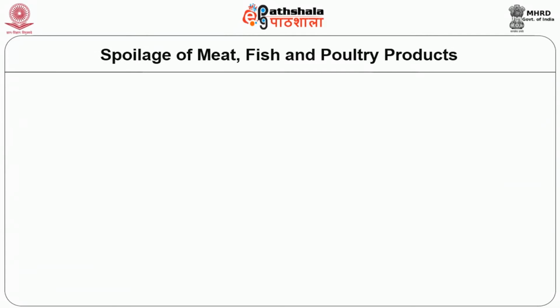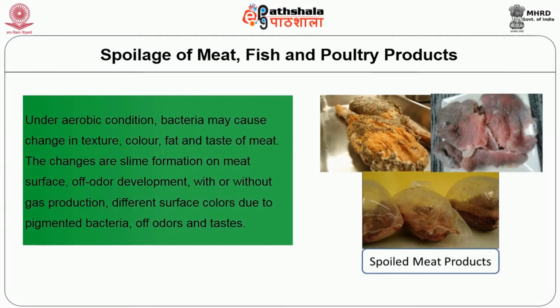Next is the spoilage of meat, fish and poultry products. Under aerobic condition, bacteria may cause changes in texture, color, fat and taste of meat. The changes are slime formation on meat surface, off odor development with or without production of gas, different surface colors due to pigmented bacteria and undesirable taste.